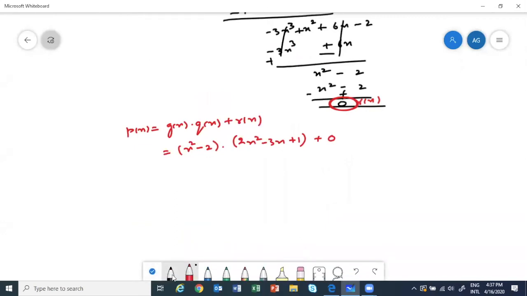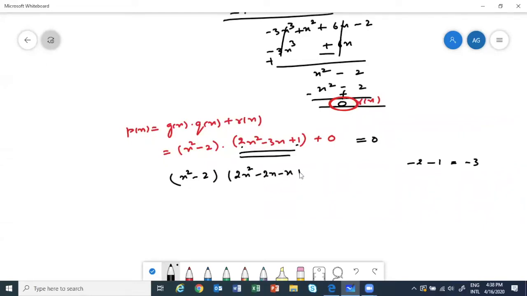Now we just have to split the middle term here. To find the zeros, we'll equate it to 0. So x square minus 2, and let's split the middle term. A into c is 2, so factors of 2 are 2 and 1. If I do minus 2 minus 1, I'll get minus 3. So this will become 2x square minus 2x minus x plus 1 equal to 0.